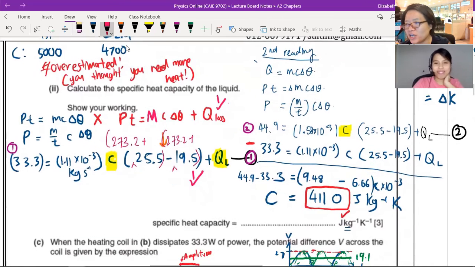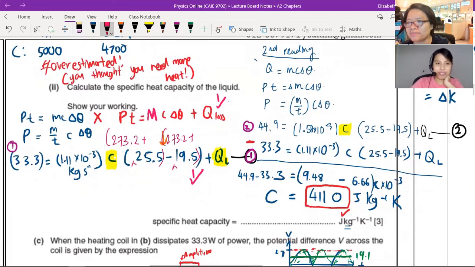Okay. You show the subtraction, 44.9 minus 33.3, this line is 1 mark. The final answer is 1 mark. Yes. And in fact, they very specifically said that it should be 44.9 minus 33.3 is equal to, so you need to see this whole thing. Must show, yes.